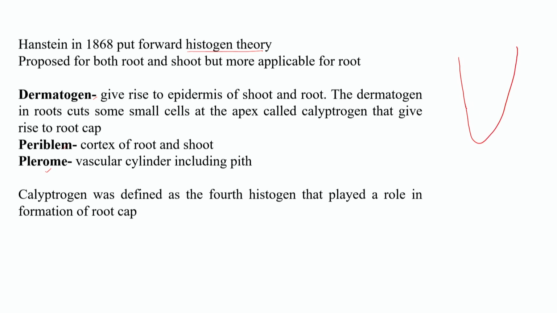So here also you will have three layers of cells. The lower layer will be known as dermatogen, and then you have periblem, and then you have plerome. Plerome will give rise to vascular tissue including pith, periblem will give rise to the cortex, and dermatogen will form the epidermis as well as the root cap.